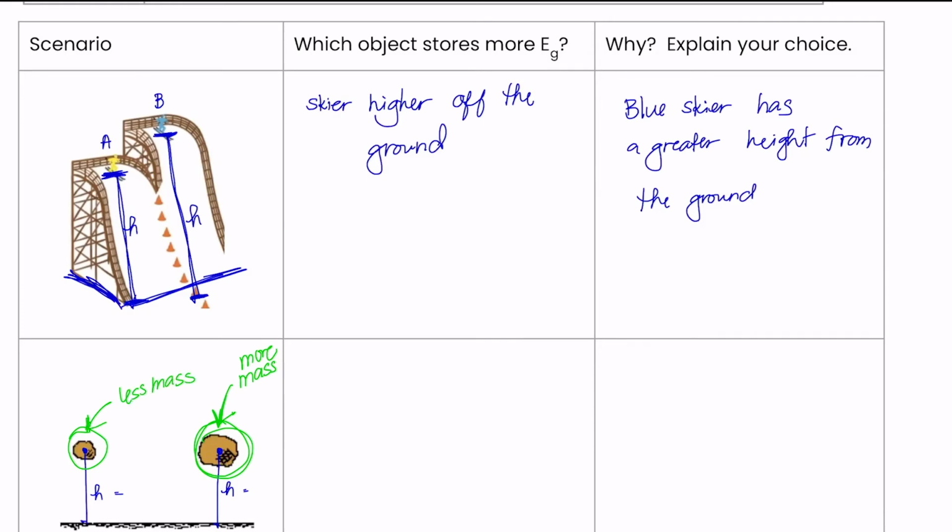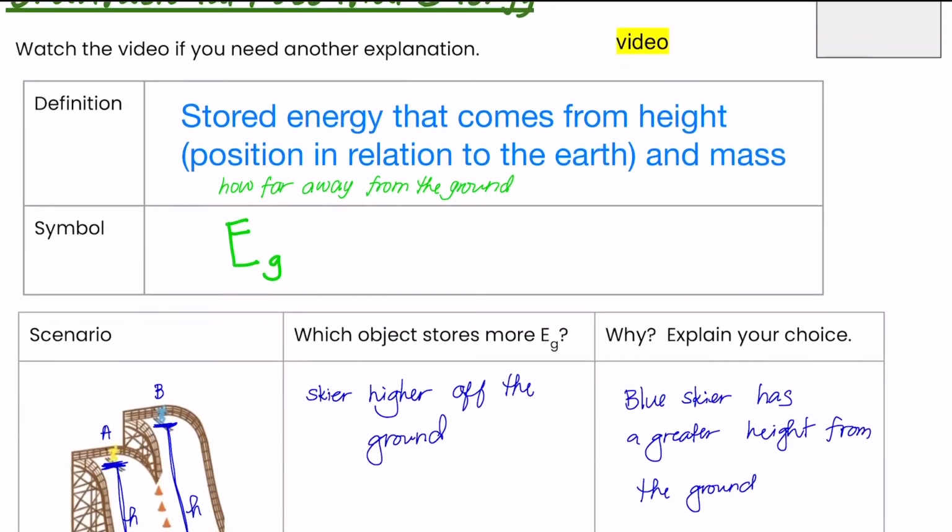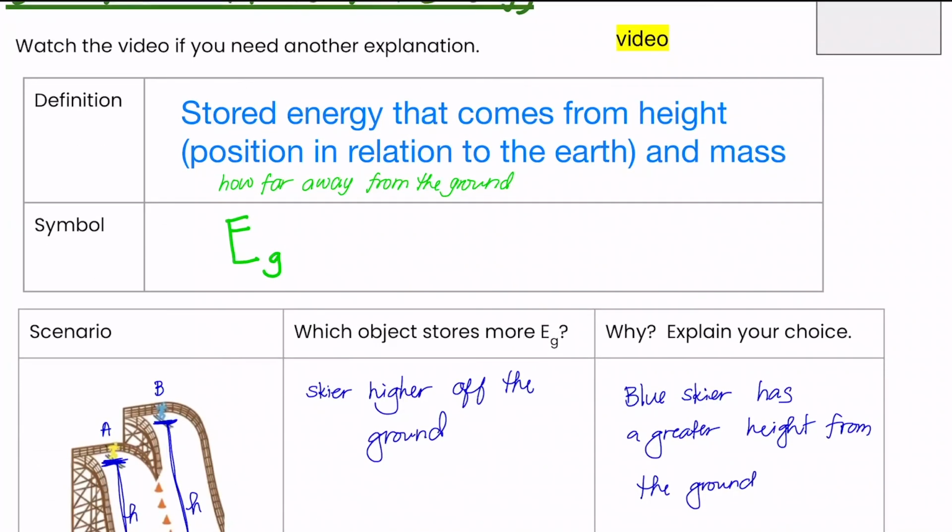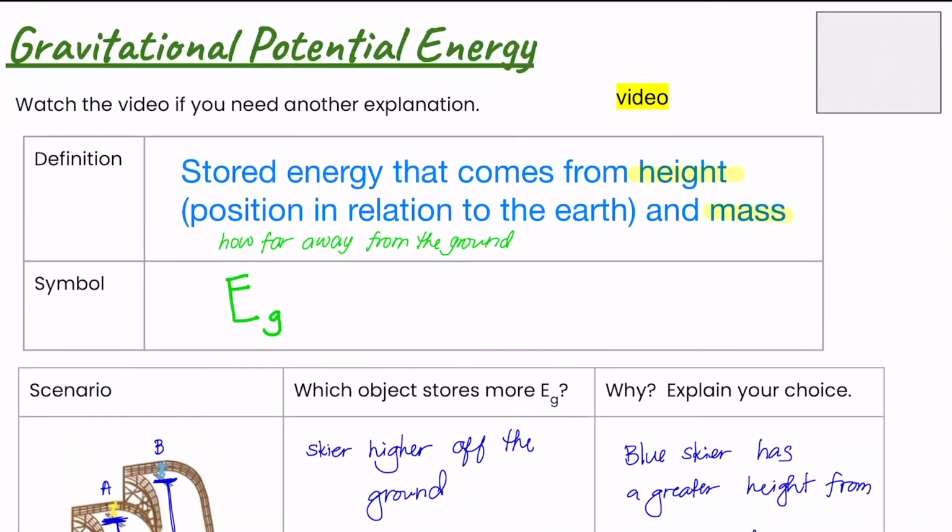And the object that stores more EG is going to be the object that has more mass. And so that's going to be the larger rock, and it's because it's more massive. And just from our definition up here, right? So we're going to look at something that has more mass and also more height. So those are the two things that will determine our gravitational potential energy.